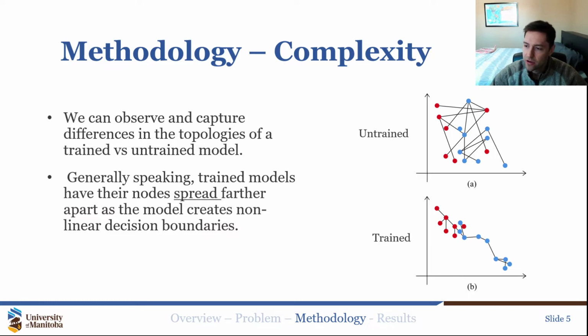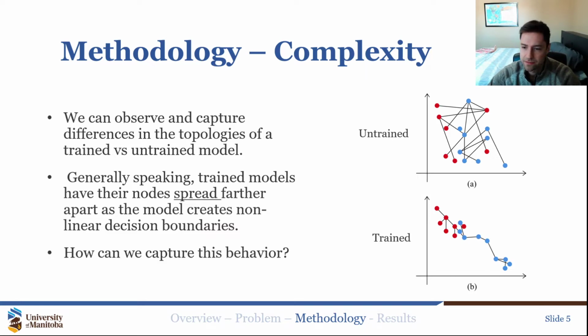So when a model is trained, we can visually see those clusters as the model learns how to set the activations for certain types of features. And then you sort of see these clusters, and you know they exist in high dimensional feature space. And when you use a technique like t-SNE, you can actually visualize them. So generally speaking, trained models have their nodes spread farther apart. And again, the model is learning to separate via non-linear decision boundaries.